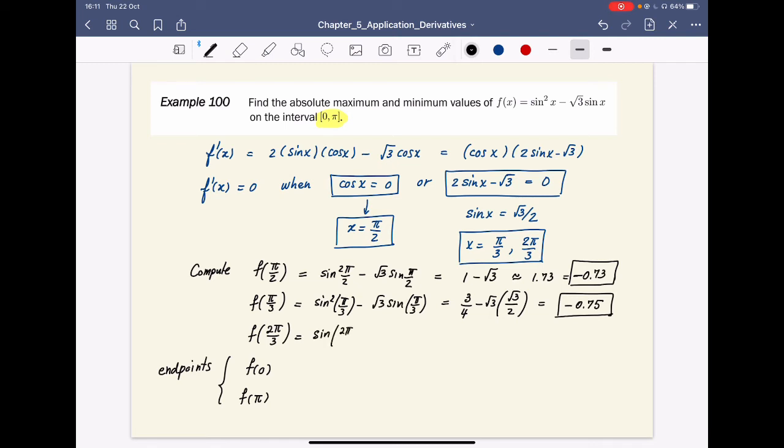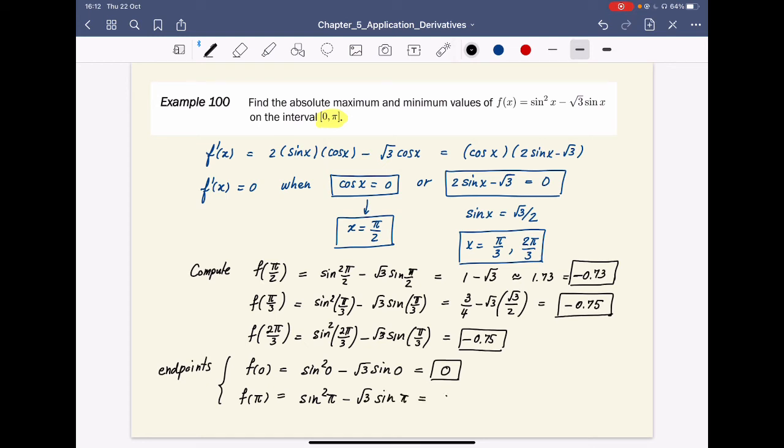All right, so this is the one that, here we go, you have the same answer with f pi over 3 because, well, sine pi over 3 and sine 2 pi over 3, they give you the same value. So this is negative 0.75. Well, let's look at the endpoints. So the endpoints are going to be f 0 and f pi. So f 0 is sine square 0 minus square root 3 sine 0. Well, it's actually 0. And then the last one, f pi as well. So sine square pi minus square root 3 sine pi. Well, this is actually 0 as well.